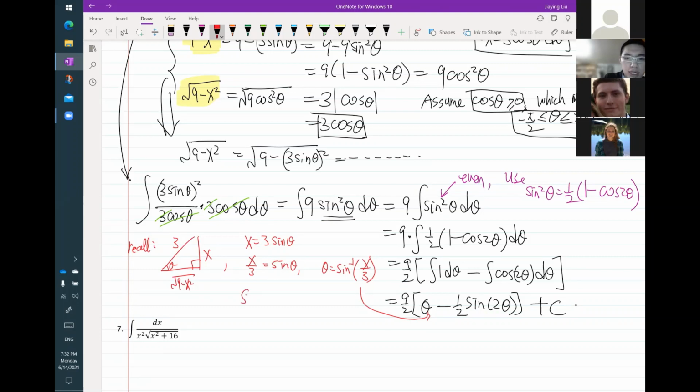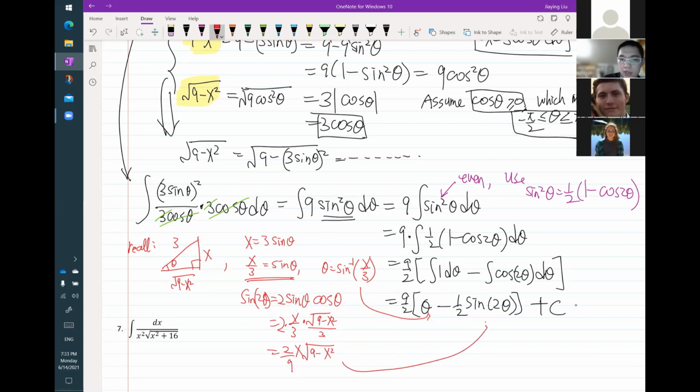How about sine 2 theta? You might think, can I just put theta in there? That's really not a good way to write it. For sine 2 theta, we can write 2 sine theta cosine theta based on the double angle formula. So that's 2 times sine theta, which we have. Sine theta is x over 3. You can also look at the right triangle. And the cosine theta, again, we can look at the right triangle. We have all sides. That's adjacent over hypotenuse, so that's the square root of 9 minus x squared over 3. So that becomes 2 over 9 times x times the square root of 9 minus x squared. That's the sine 2 theta we can put in there.